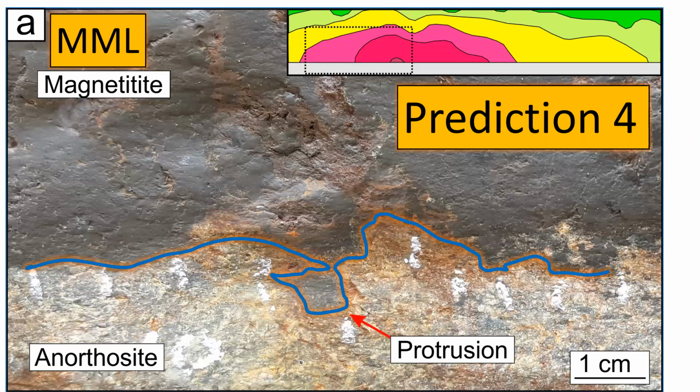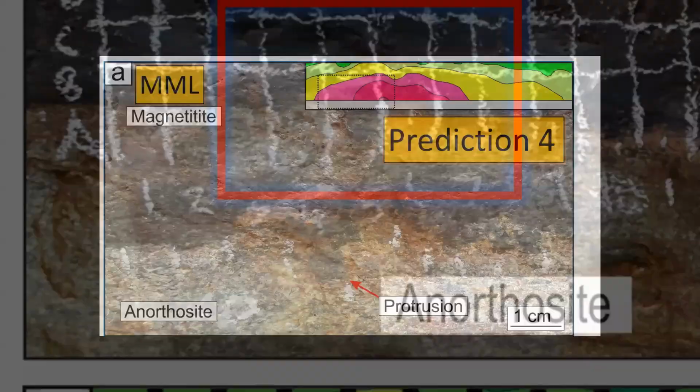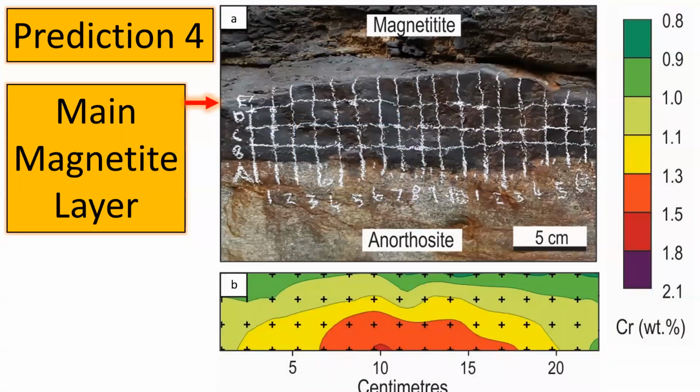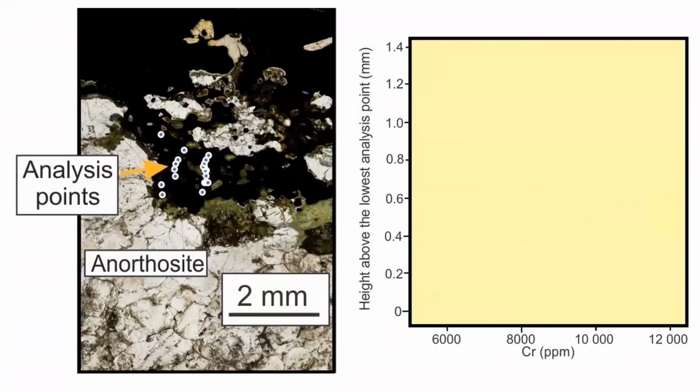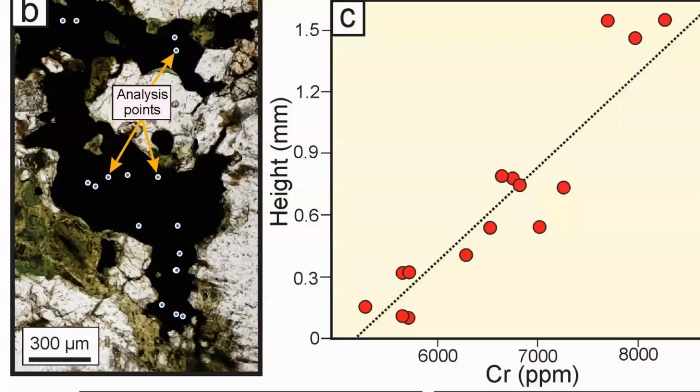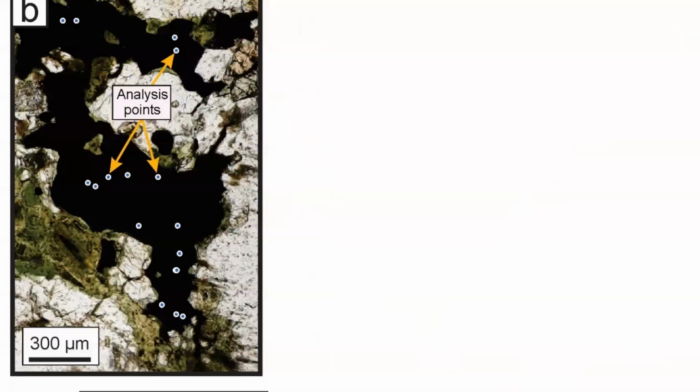Thanks a lot. A quick question. What kind of partition value for chromium into the magnetite did you use to produce these trends? Because I think you have 20,000 ppm chromium. 20,000? Or was it 2,000? It could be. In one of your maps, I thought.